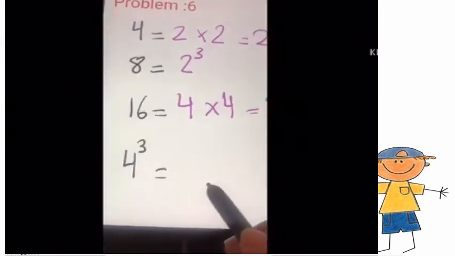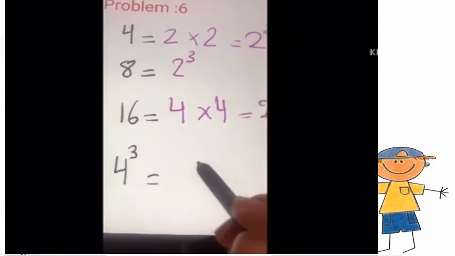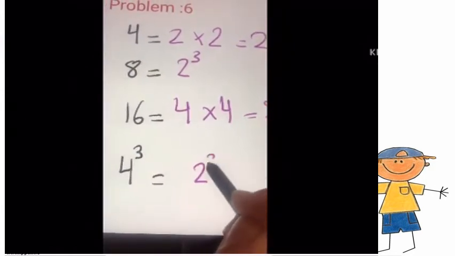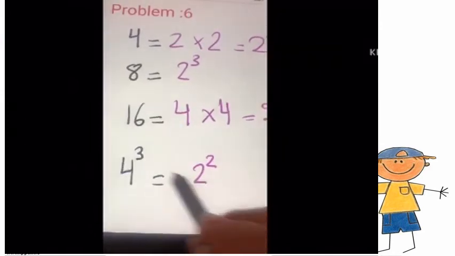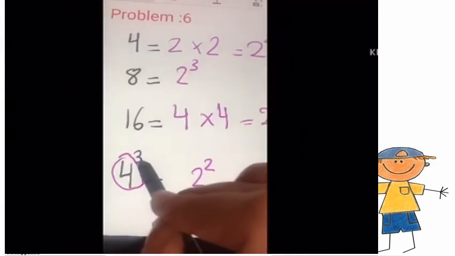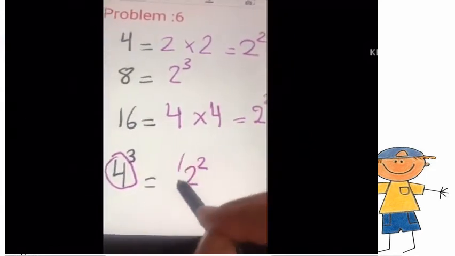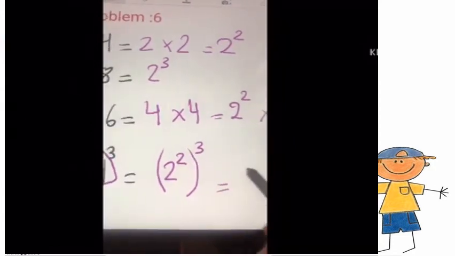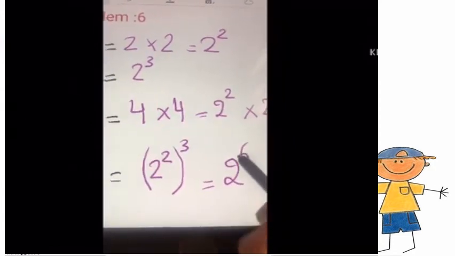4 cubed, instead of 4, I can write 2 squared, because 4 is equal to 2 squared. This is the 4, okay? I write instead of 4, 2 squared. Where I put exponent 3, I put it outside. So the answer will be 2 to the power 6.